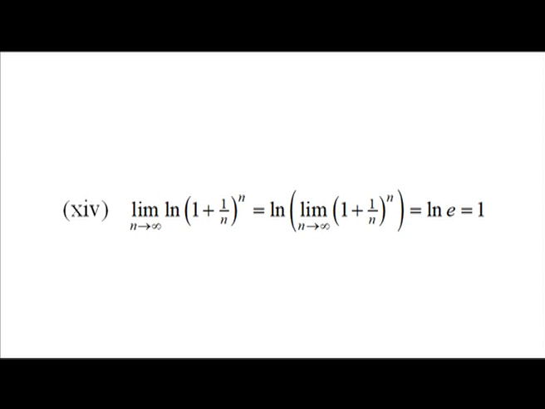14th one, using formula 5, limit of natural log of 1 plus 1 upon n whole power n as n approaches infinity equal to natural log of limit of 1 plus 1 upon n whole power n as n approaches infinity, which is equal to natural log of e, which is equal to 1.